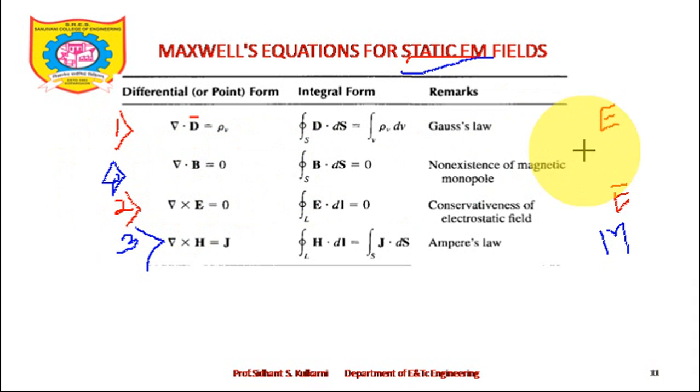If del dot B bar is equal to 0, this is also taken from magnetostatics, and this is the non-existence of the magnetic monopole, or magnetic monopole does not exist. So the first statement is from Gauss law, the second is from the conservativeness of the electrostatic field, the third is from Ampere's law, and the fourth is from the non-existence of the magnetic monopole. You can write it in any order, this as 1, this as 2, this as 3, this as 4, it doesn't matter. But del dot B bar will remain 0 whether it is a static electromagnetic field or a time varying electromagnetic field.